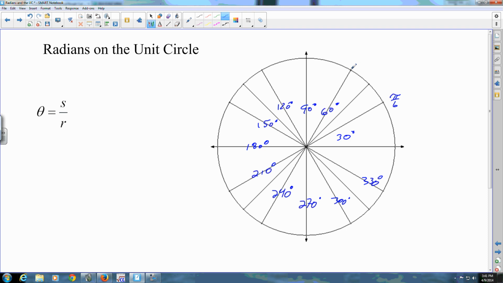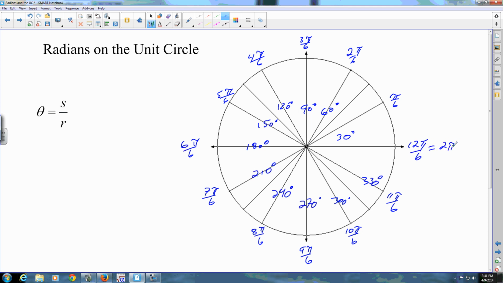That's 1 pi over 6. That's 2 pi over 6. That's 3, 4, 5, 6, 7, 8, 9, 10, and 11. And perhaps to check, that would make 12 pi over 6, which we've already talked about. That's the same as 2 pi. Okay? That's all the angles except the 45s.